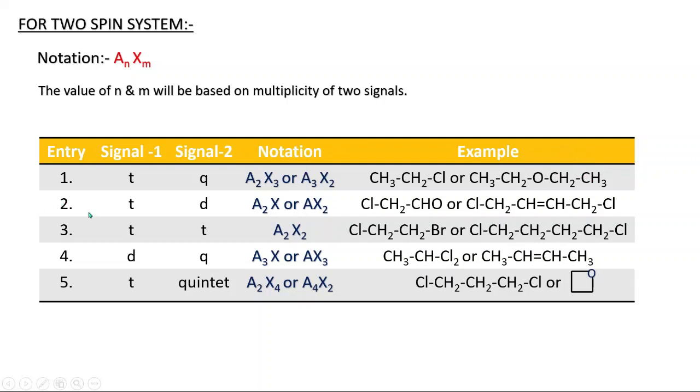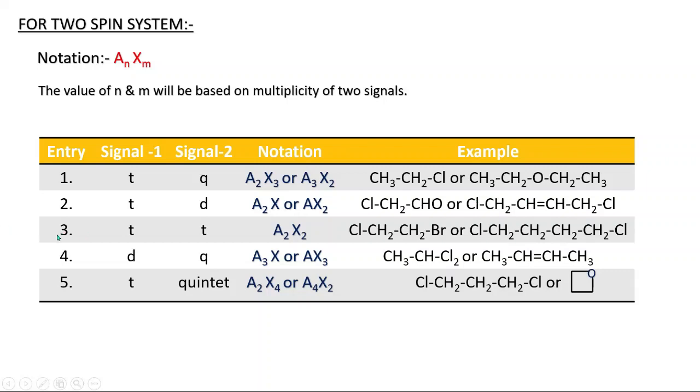Now come to entry number 2, where the signals are a triplet and a doublet. How will we get this? The Pople notation will be A2X or AX type. So we have 1 proton and 2 protons, that's why CH2, CHO, you can see these 2 protons will give a doublet and this 1 proton gives a triplet, that's why triplet and doublet. And for this, the 2 protons will give a doublet and this 1 proton gives a triplet, because this is a symmetrical molecule. So we will see only the left-hand side.